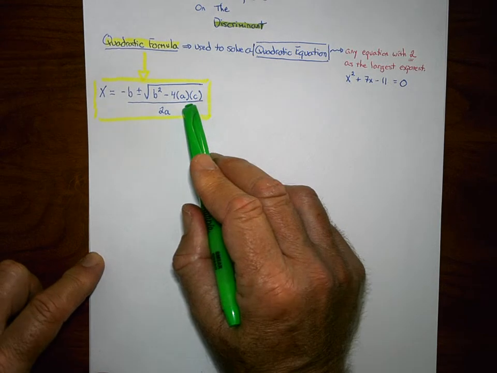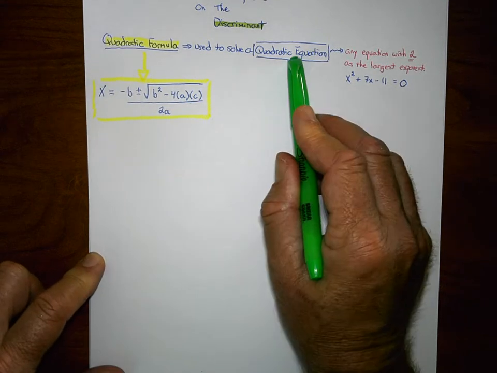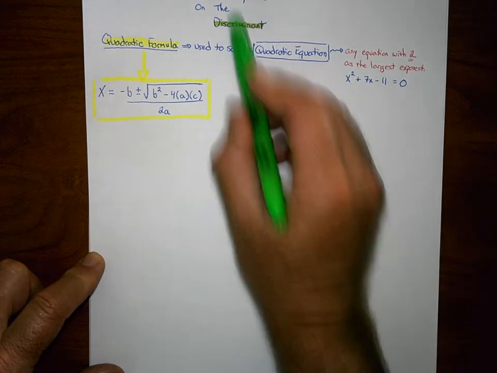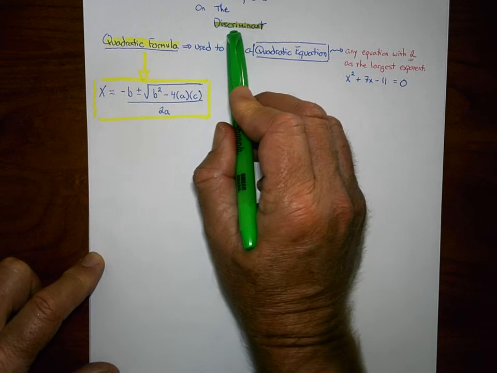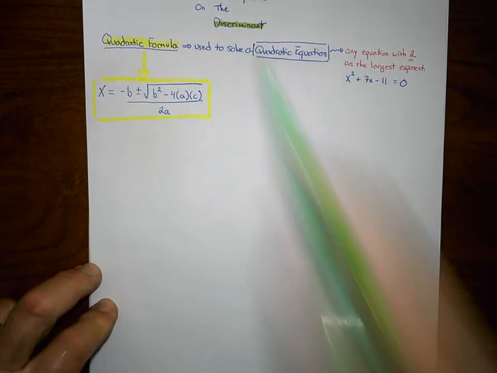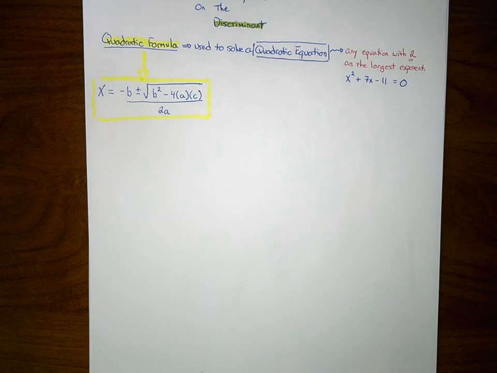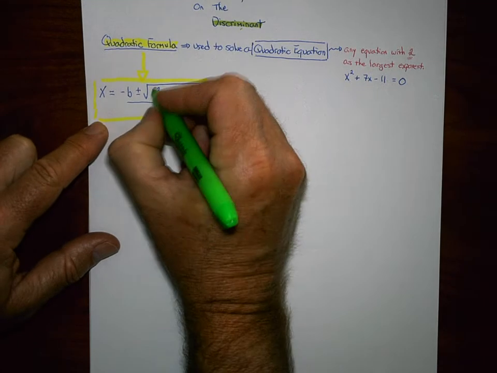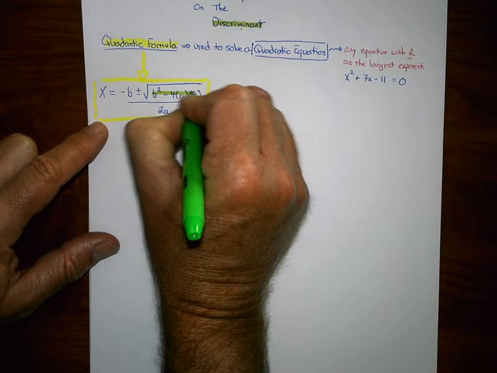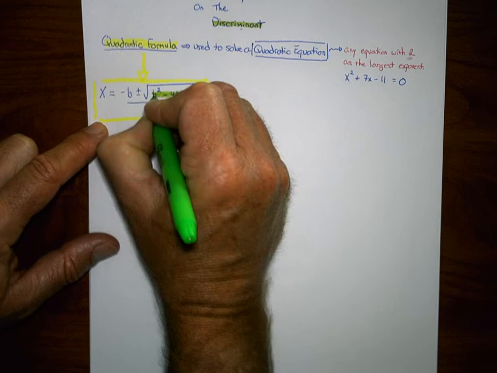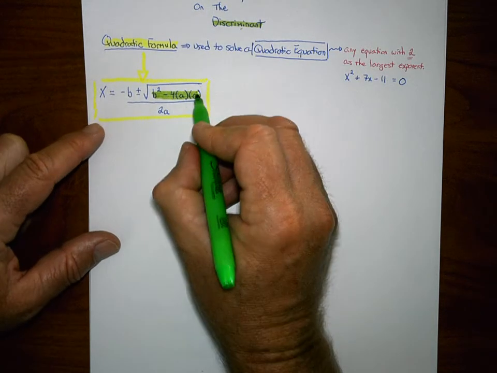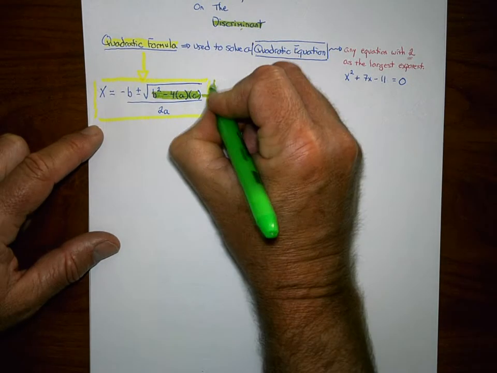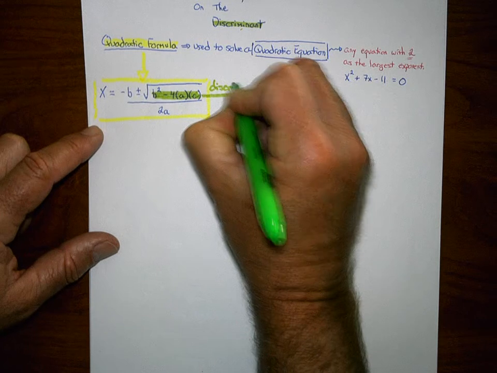We use this formula to solve quadratic equations. A quadratic equation is any equation with 2 as the largest exponent. Today, though, we're just going to emphasize what is known as the discriminant. The discriminant is a part of the quadratic formula, and it is this part right here: b squared minus 4 times a times c.